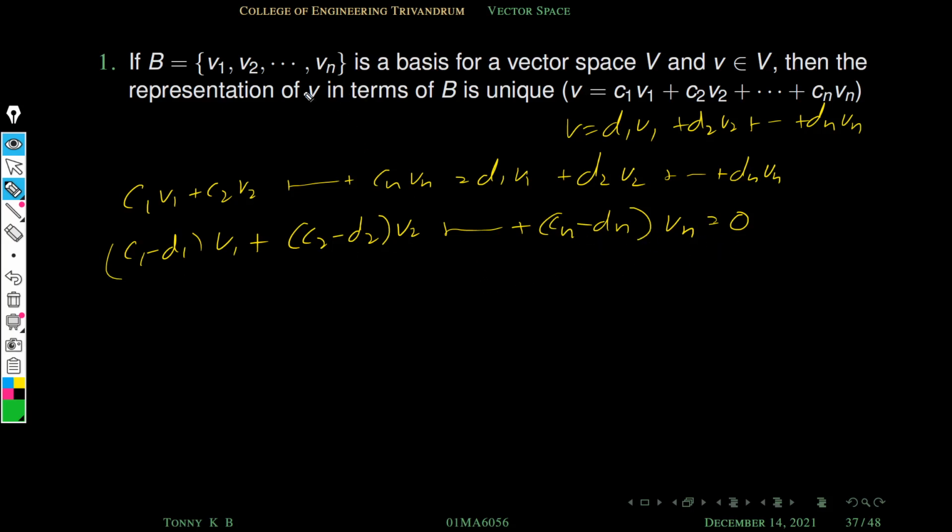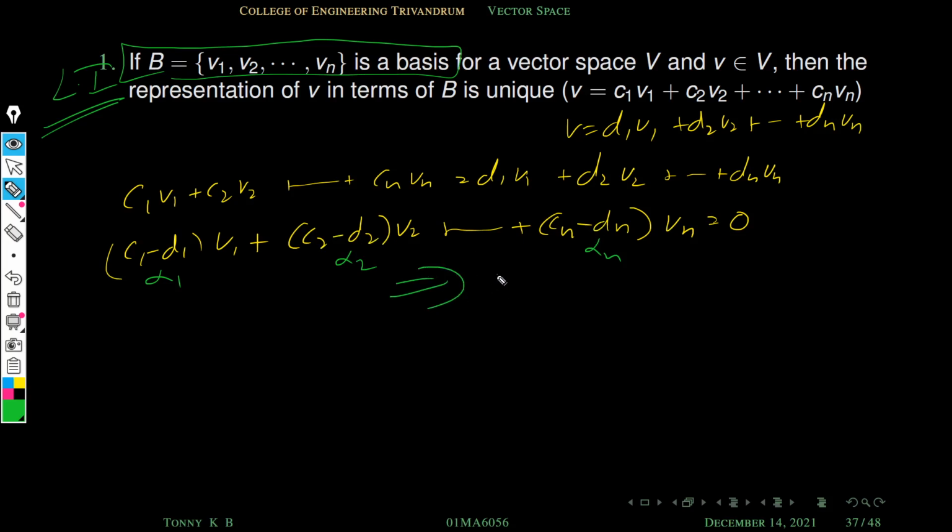Yes, now we know this is a basis. We know that this collection is a basis. That means it is linearly independent, right? So v1, v2, etc. vn is linearly independent, and you can think there are some scalars alpha 1, alpha 2, etc. alpha n, because c1 minus d1 is a scalar, c2 minus d2 is also a scalar. So a linear combination equal to 0, and they are independent. So what happened? This implies c1 minus d1 equal to 0 and c2 minus d2 equal to 0, etc. cn minus dn equal to 0.